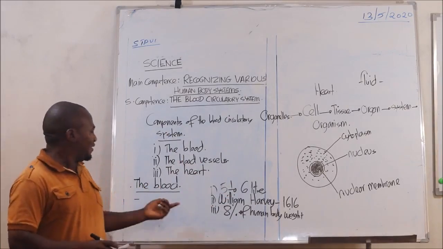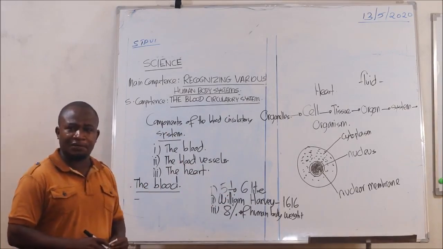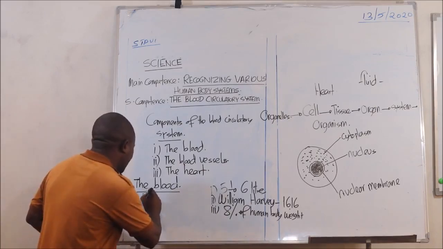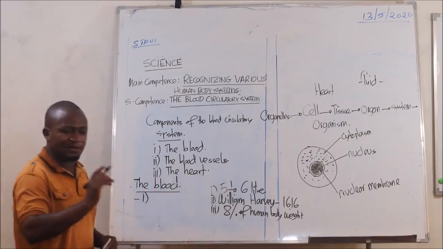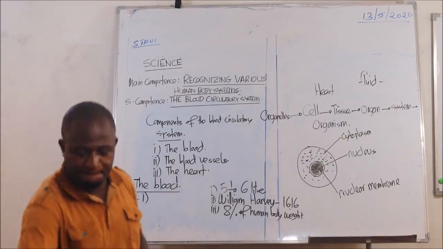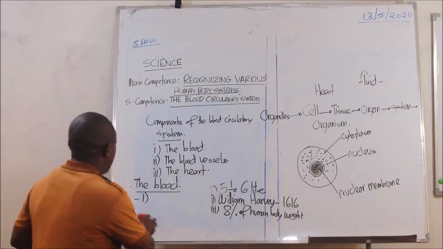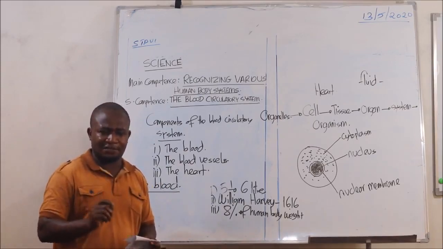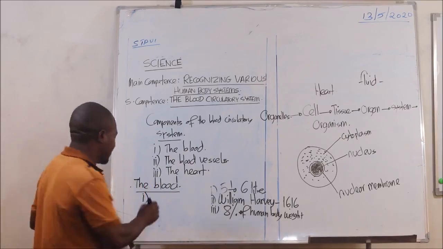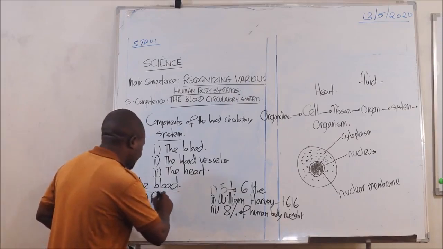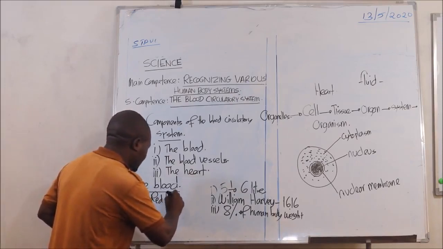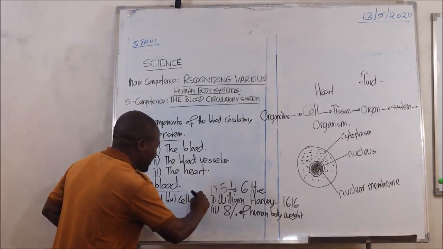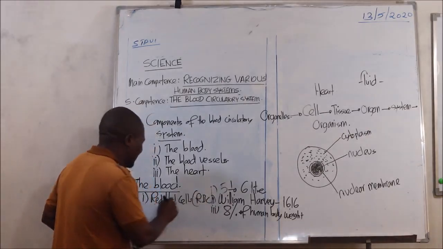Now, let me go to components of blood quickly. There are 4 basic components of blood. Component number 1, the red blood cells. In short, RBC.